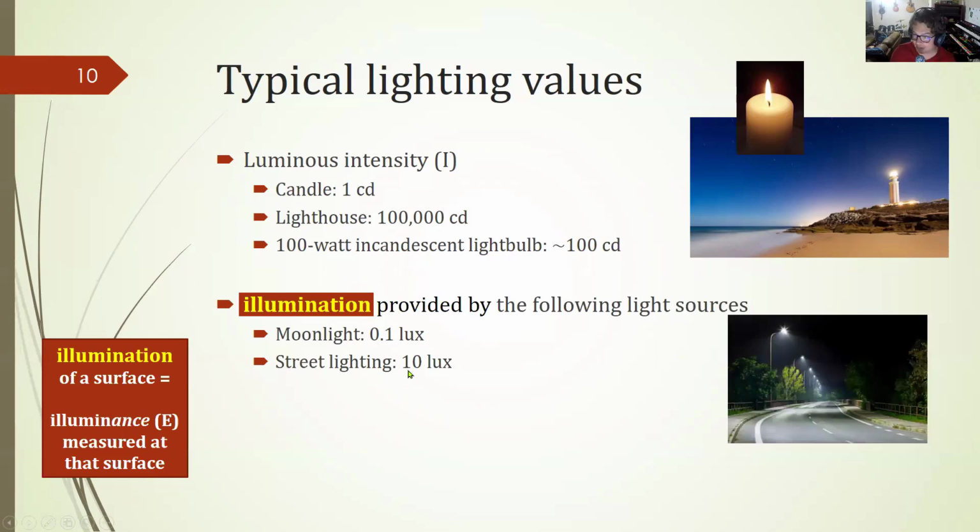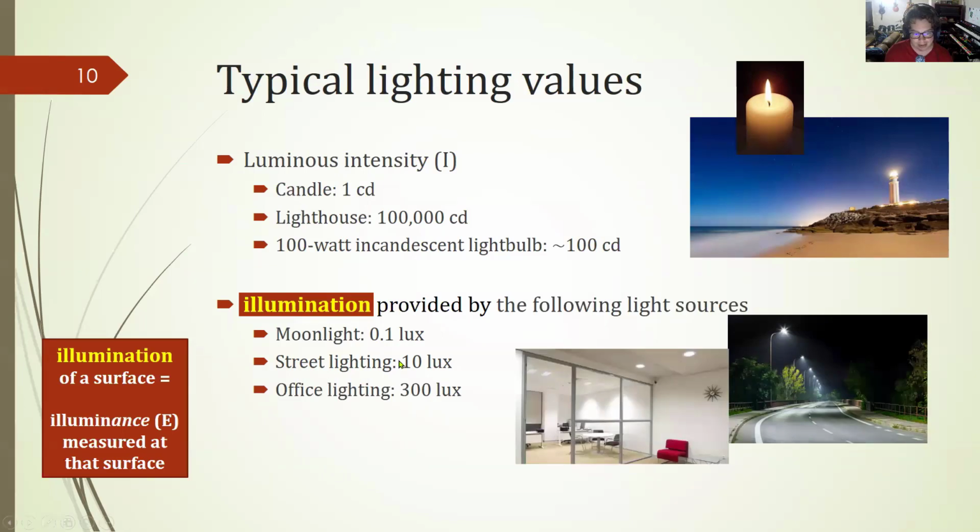100 times greater is street lighting. So go from no street lights on to street lights on. It's 100 times more luminous. Office lighting is about 300 lux. So maybe we'd call that about here. I'll test it with my photometer.